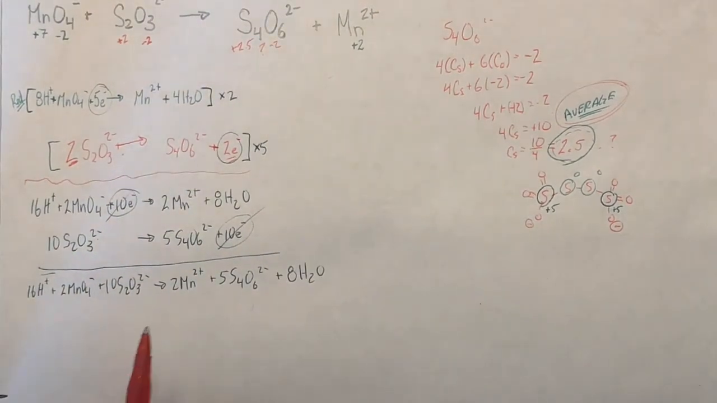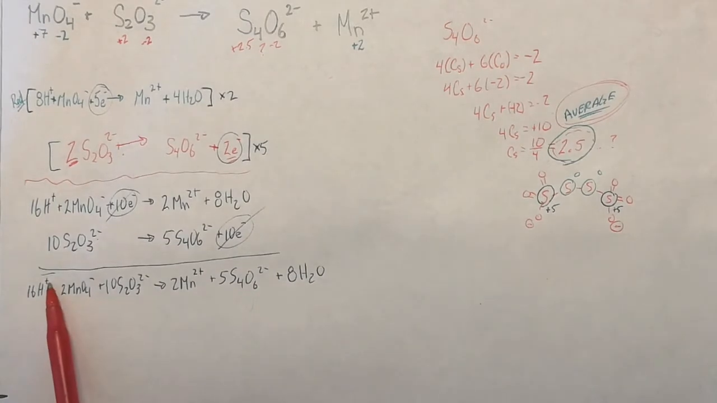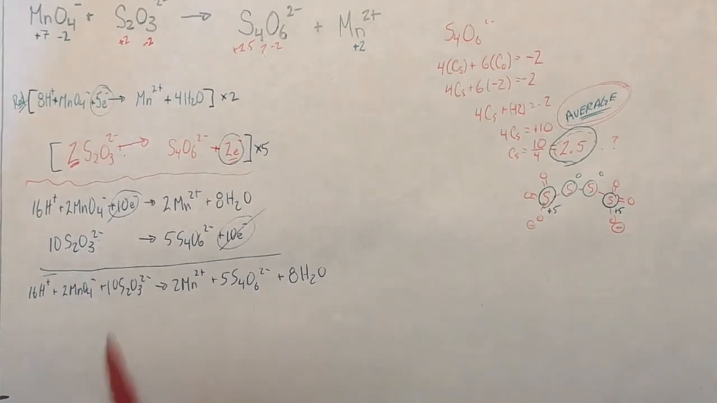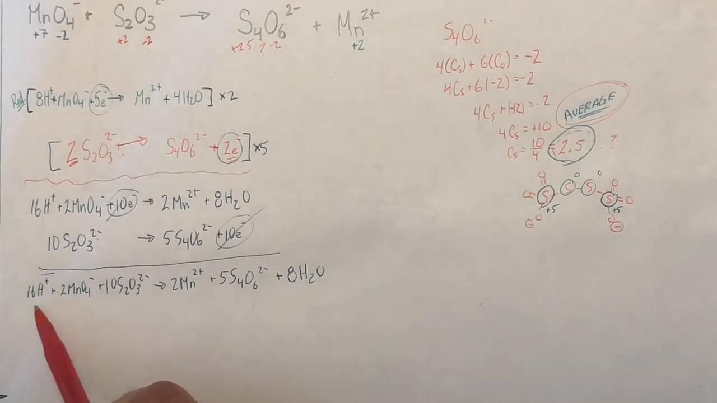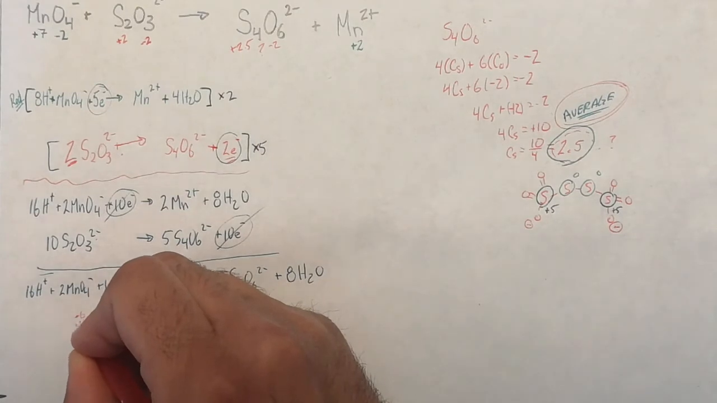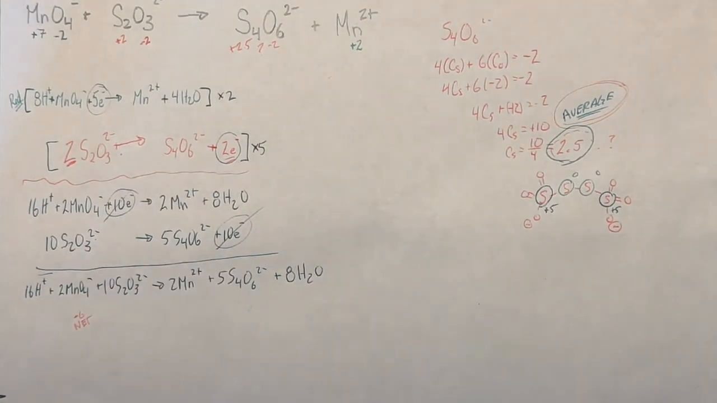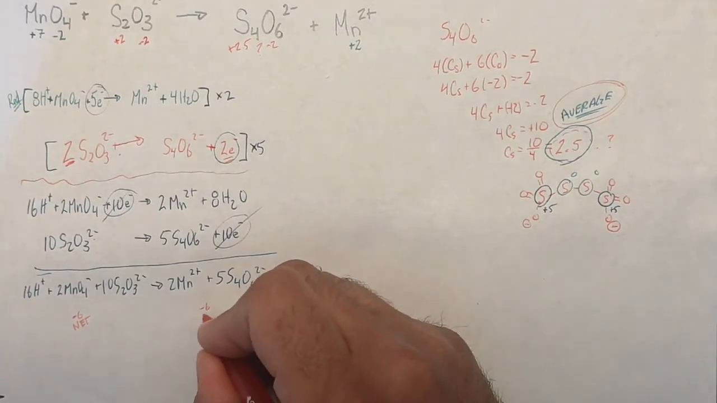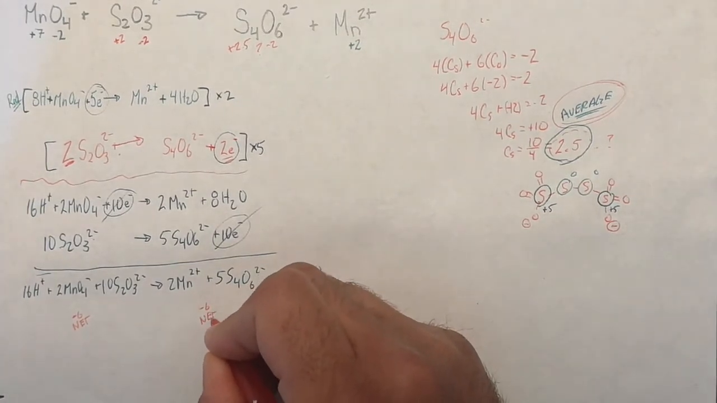Always, I want you to check your work. So in this case, we've got 16 positive charges. We have 22 negative charges. So the difference between 16 positive and 22 negative, we have a negative 6 net charge. Let's look on the other side. We've got 10 negatives, 4 positives. We have a negative 6 net charge.